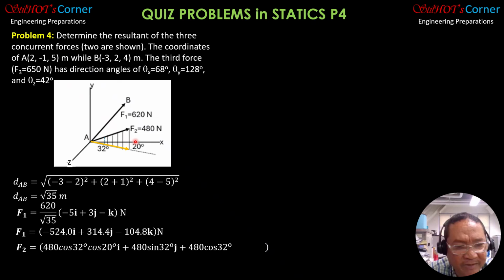The x component of F2 is directed to the right. So it is this orange magnitude of this orange shadow of F2, which is 480 cosine 32. Then since F2x is adjacent to this 20-degree angle, this serves as the hypotenuse of another right triangle, and that adjacent leg is 480 cosine 32 times cosine of 20i. F2y is simply 480 sine of 32 or 480 cosine of 58 degrees as mentioned earlier.